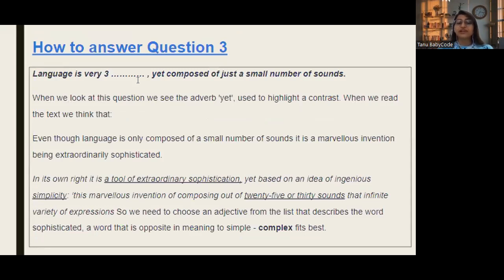The third question says language is very dash yet composed of a small number of sounds. Now, when we look at this question, we see that you are given the adverb yet, which means contrast. So when we read the text, we should think that even though language is composed of only a small number of sounds, it is a marvelous invention, being extraordinarily sophisticated, right? Because it is given in the passage: in its own right, it is a tool of extraordinary sophistication. Yet, based on an idea of ingenious simplicity, this marvelous invention of composing out of 25 or 30 sounds that infinite variety of expression. So we need to choose an adjective from the list that describes the word sophisticated. A word that is opposite in meaning to simple is complex. So complex fits best here and you will get your answer.